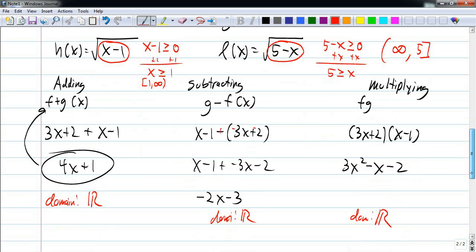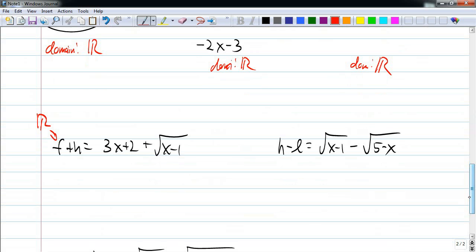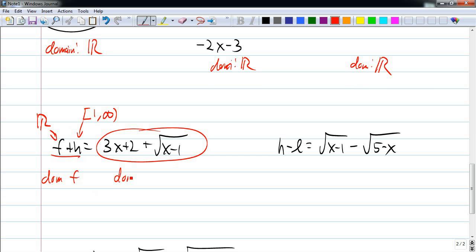So when I look at adding f and h, while f could take any x I can think of, h is a lot more picky. It can only take x's from 1 on up. And f plus h, this thing, can only accept x's that work in both. Therefore, the domain of f plus h is the domain of each component function, in this case f and h, intersected together. Remember, guys, that intersection is overlap, what's in both.